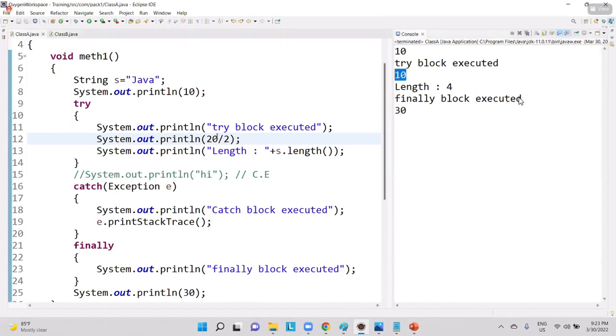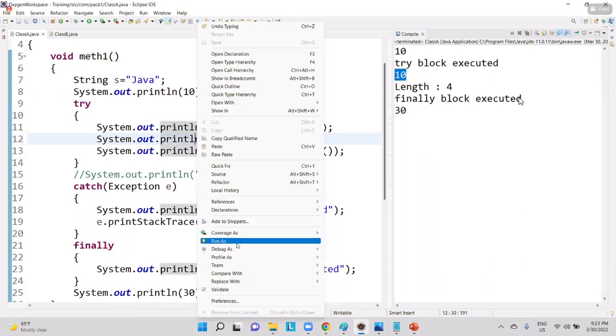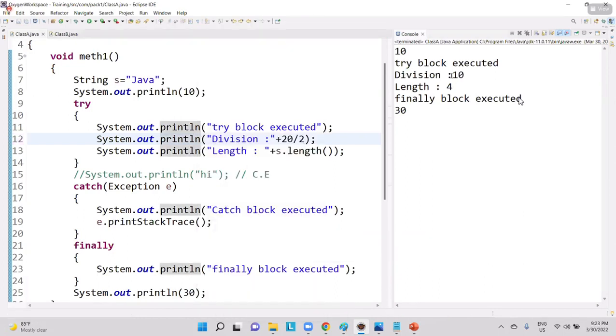This is 20 divided by 2. Let me go with division, and here plus like this. Now please check, right click, run as Java application. Yes, I'm getting my answer 10 and length as 4. And yes, I already told you there is no exception.